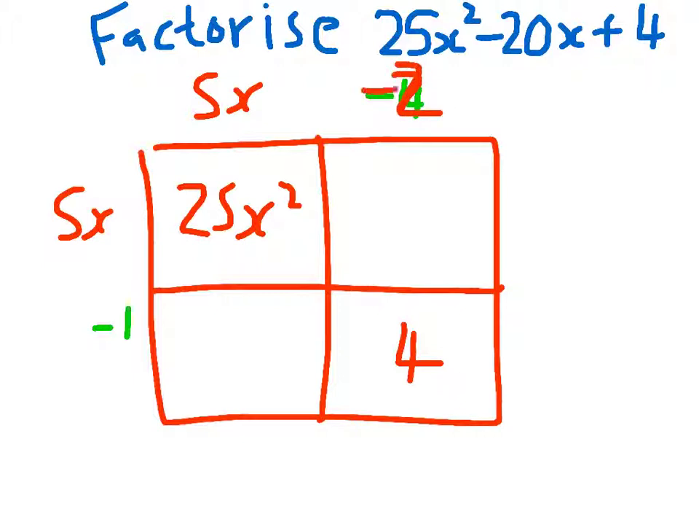minus 2 times minus 2. And just check, that gives minus 10x, which is the correct thing because it's the minus 20x. So it's 5x minus 2 times 5x minus 2. This is an example of a perfect square.